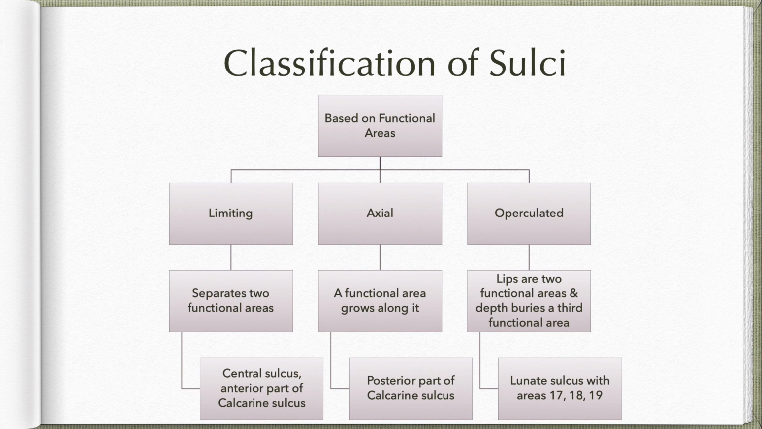So sulci are classified based on the development as primary or secondary, based upon the depth as complete or incomplete, and based upon their relation to functional areas into limiting sulci, axial sulci and operculated sulci.